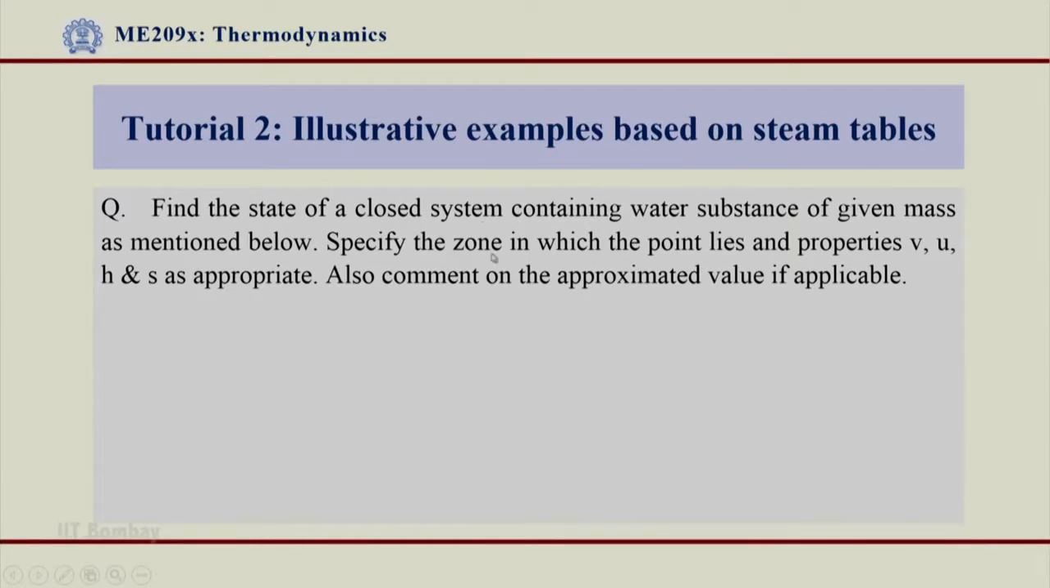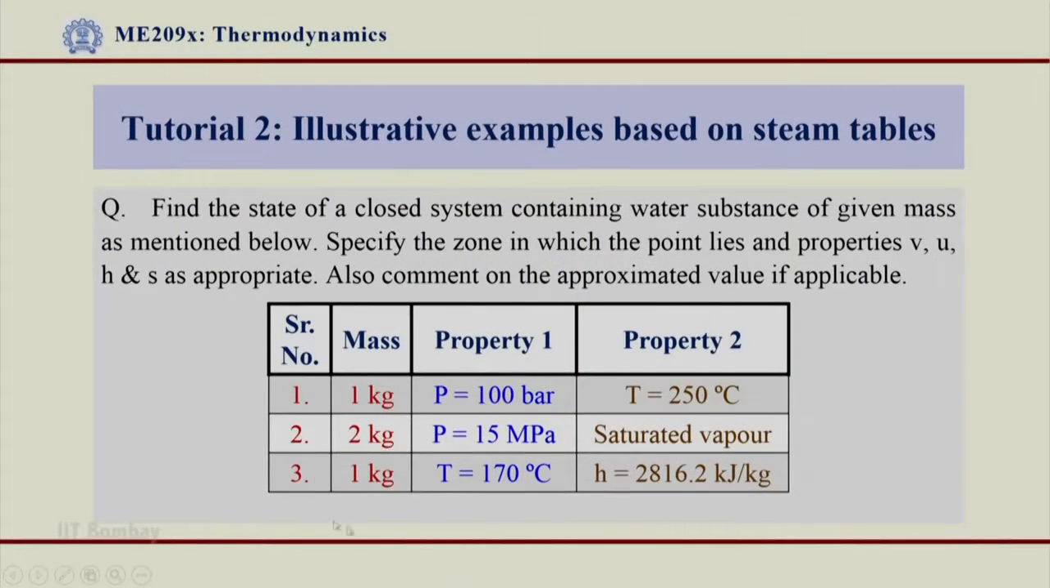So, we have just now seen table 3, and let us try to use table 3 as much as we can in the given problem. You are given some mass, which means the mass is also a very important parameter. Some two properties are given. For example, here pressure is 100 bar, temperature is 250 degrees centigrade. In another case, pressure is given and some state is given. In the third case, temperature is given and some enthalpy is given. So, a minimum of two variables are known about the system, and we are expected to get the values of V, U, H and S.